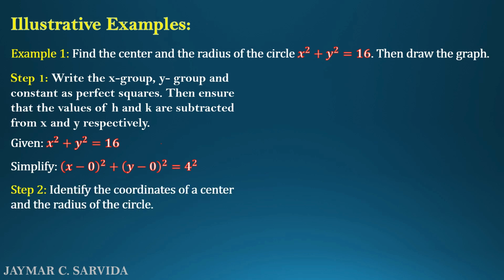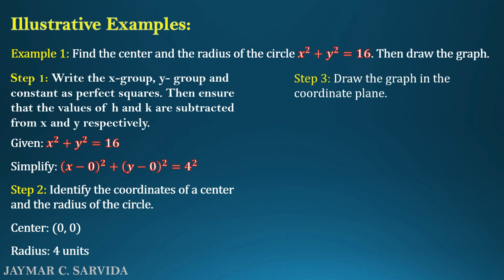In step 2, class, identify the coordinates of the center and the radius of the circle. Since the center here is the origin, h and k are both 0, 0. So, the center of the circle is 0, 0, or the origin, and the radius is 4 units. Now in step 3, draw the graph in the coordinate plane.